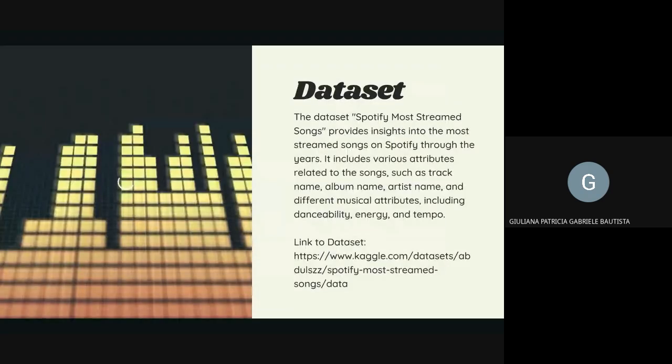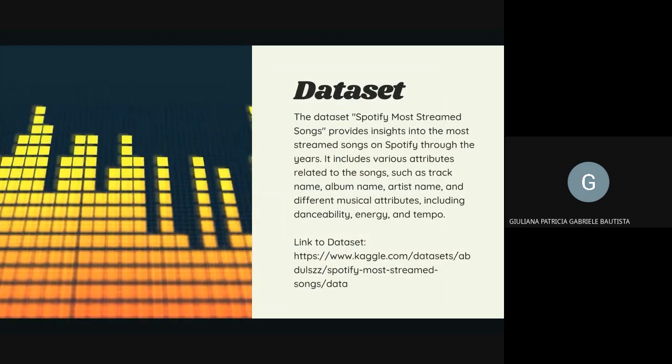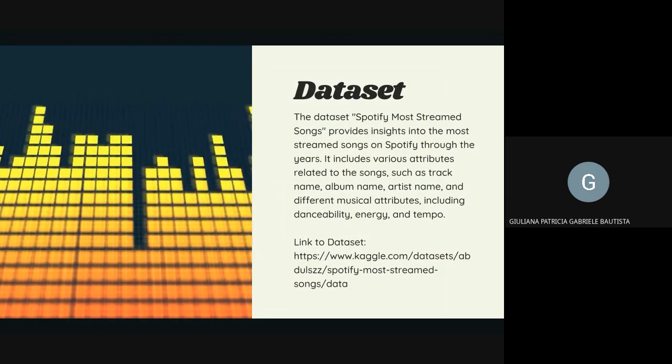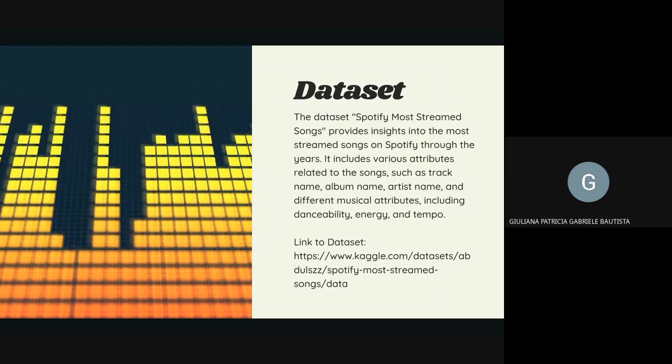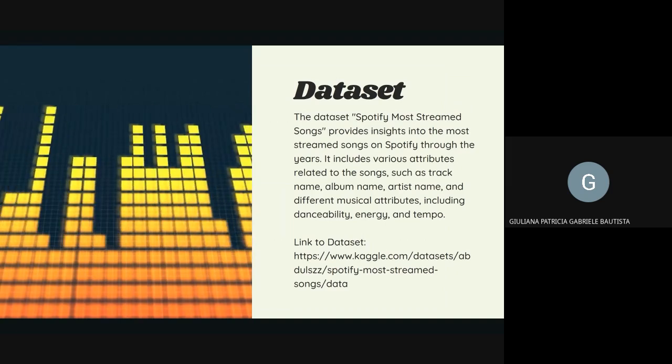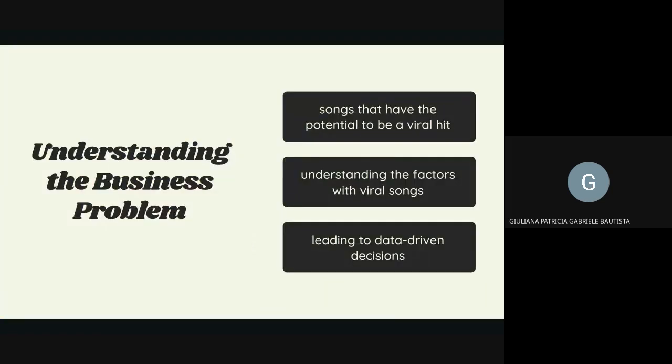For our project, we decided to use the Spotify most streamed songs dataset to gather insights regarding the musical attributes and track information of various songs, such as track name, album name, artist name, danceability, energy, and tempo. With this dataset, the group aimed to identify factors that contribute to a song's virality, allowing record labels and streaming platforms to fine tune their marketing strategies, leading to data driven solutions.